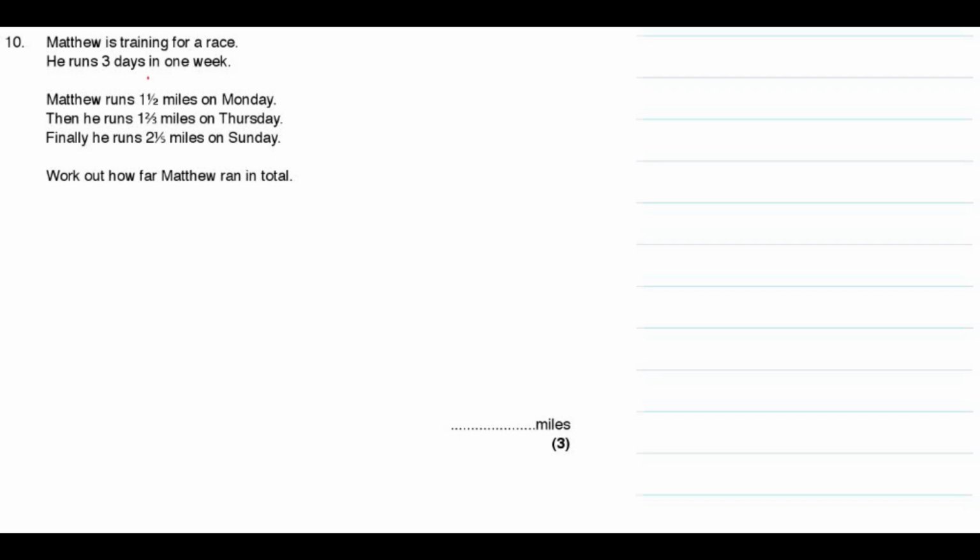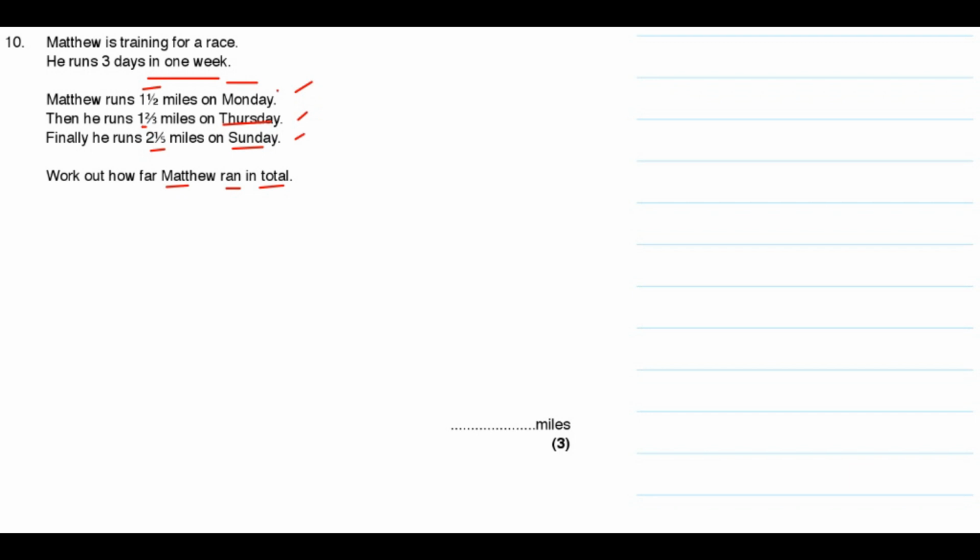Now look at question number 10, which is: Matthew is training for a race. He runs 3 days in 1 week. So these are the miles on Monday, and 1 2/3 for Thursday, and then for Sunday. What we need to do, the question says, is work out how far Matthew ran in total. So it means we need to add all of them.